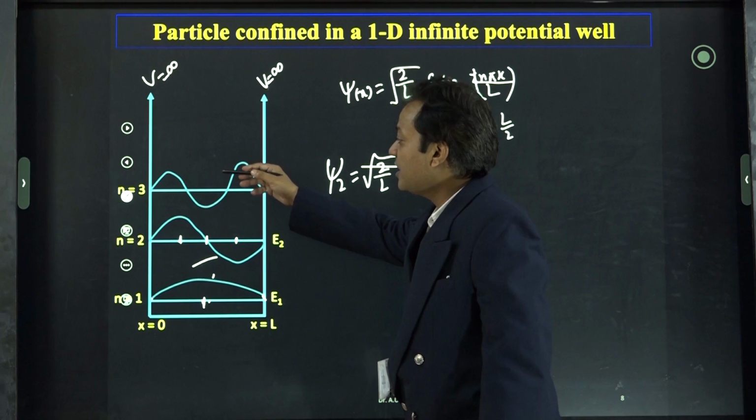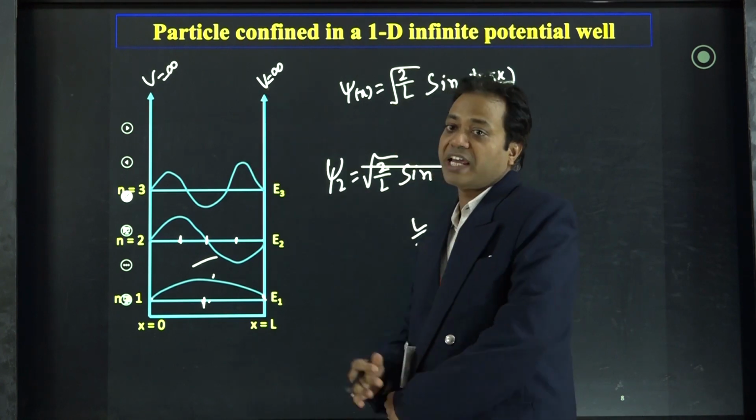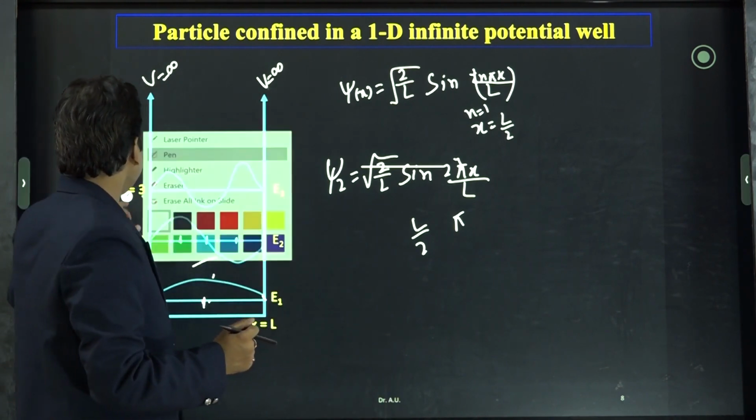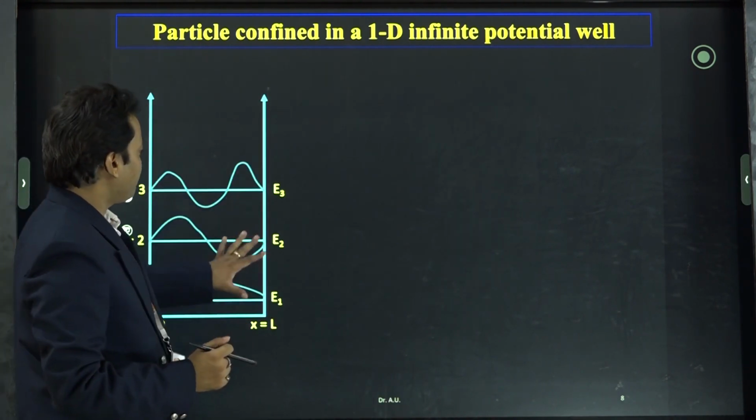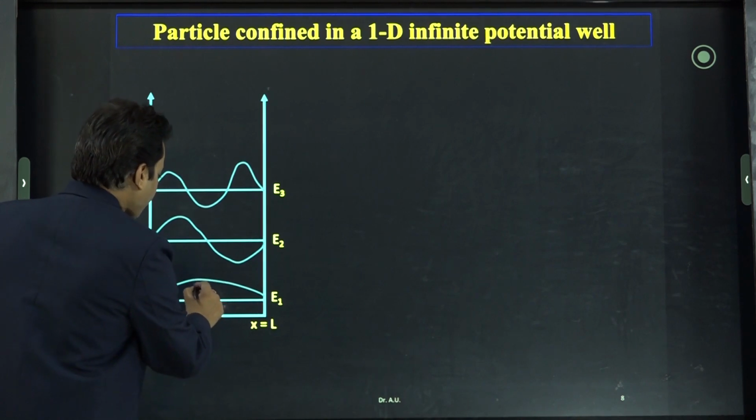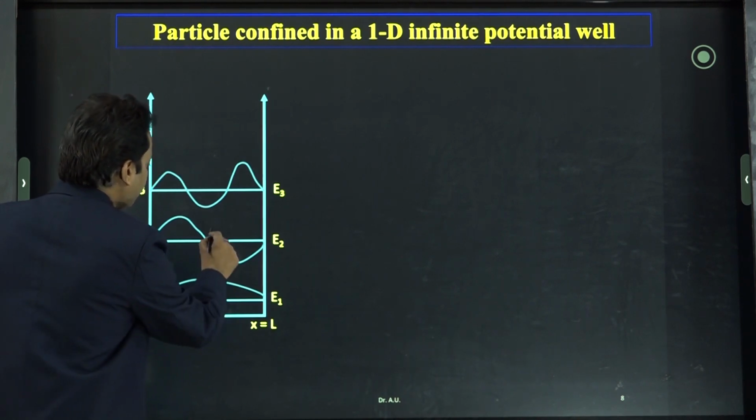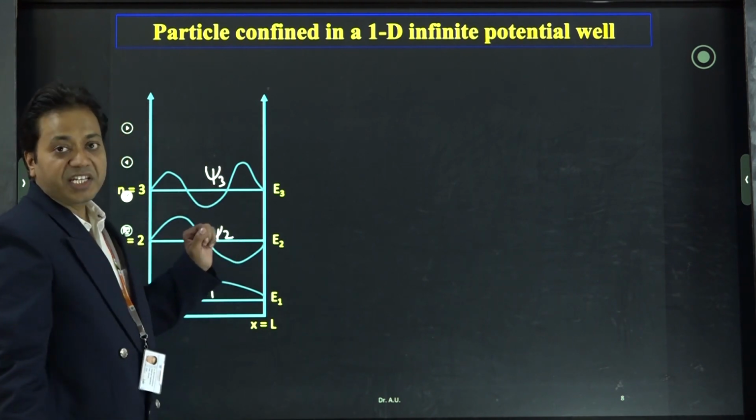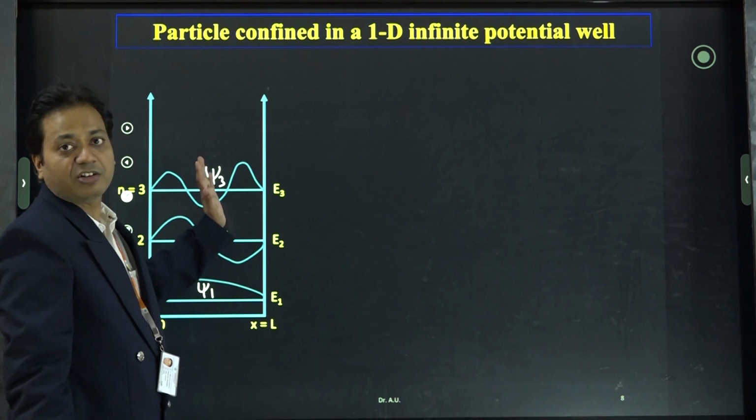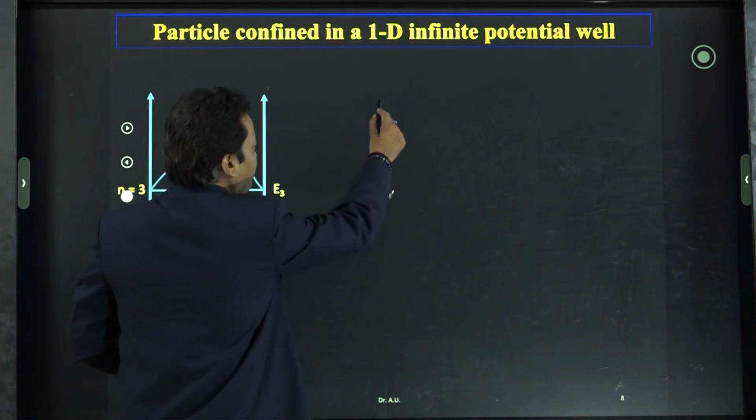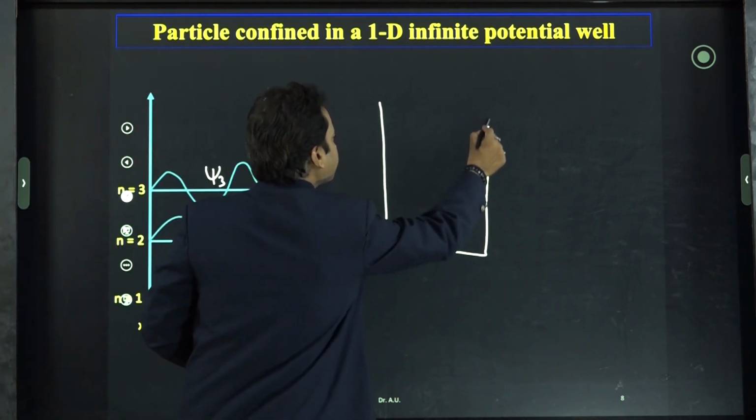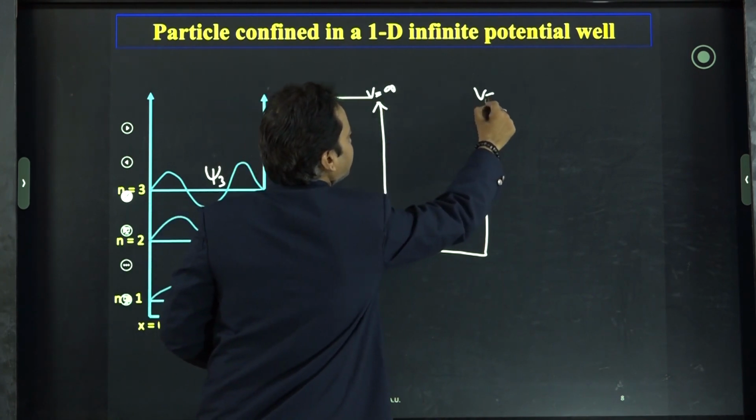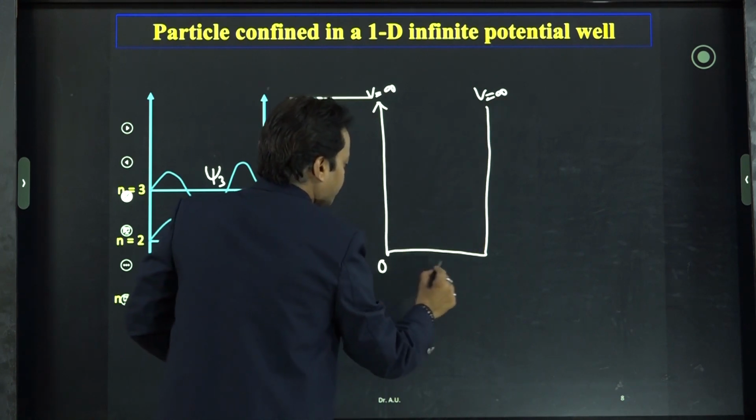Similarly, psi 4 can also be drawn here. These are the wave functions. This is psi of x: psi 1, this is psi 2, this is psi 3. We can also plot the probability of these wave functions, which can be plotted like this. V is infinite on this side, between 0 and L.